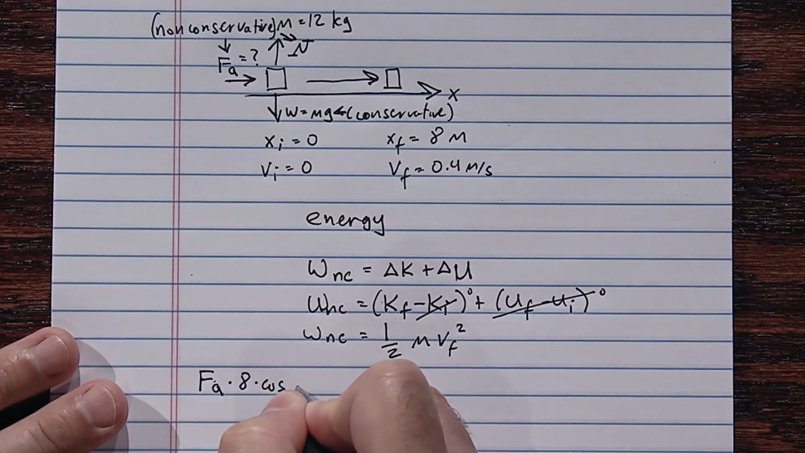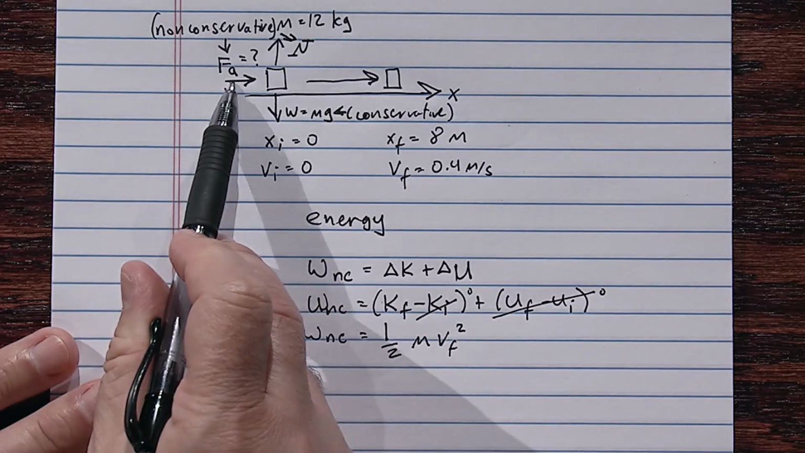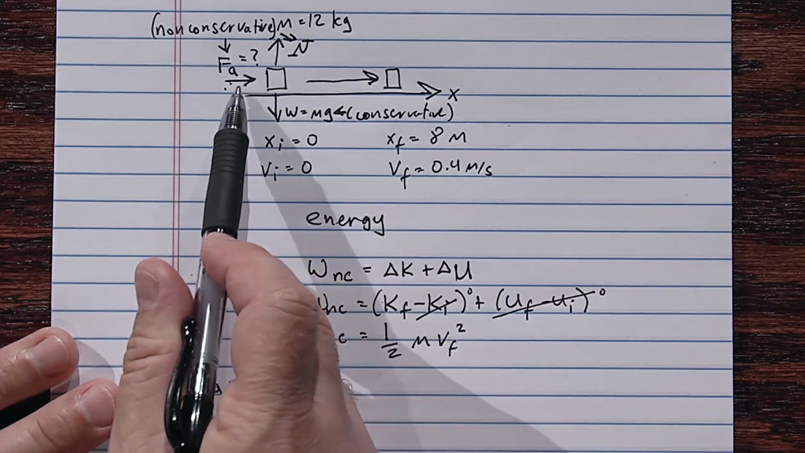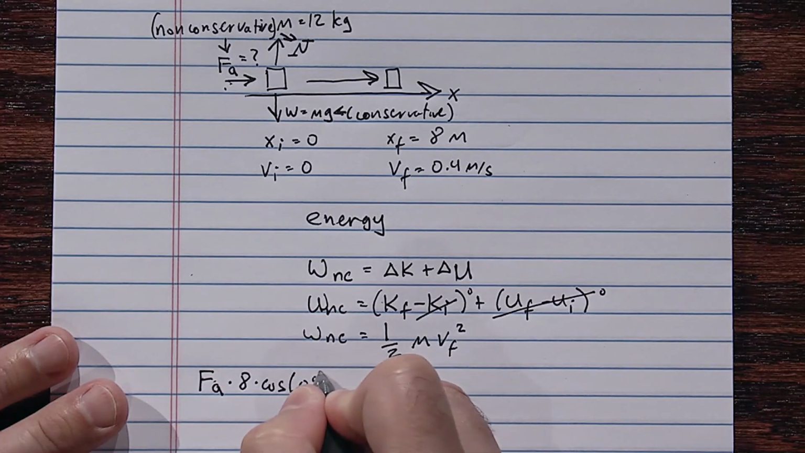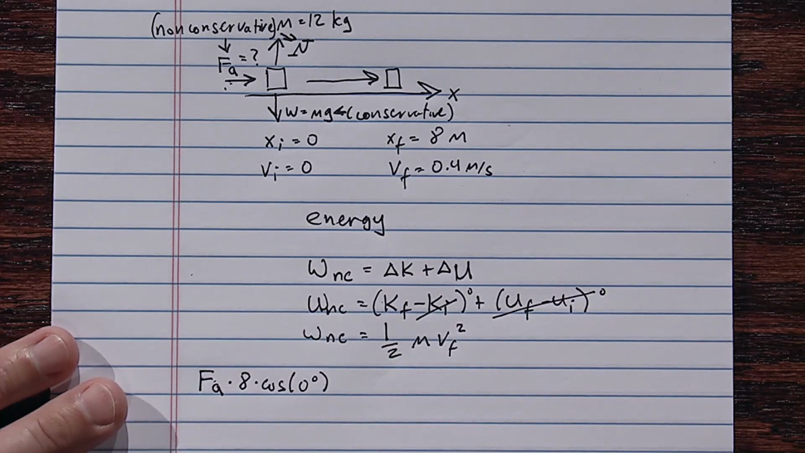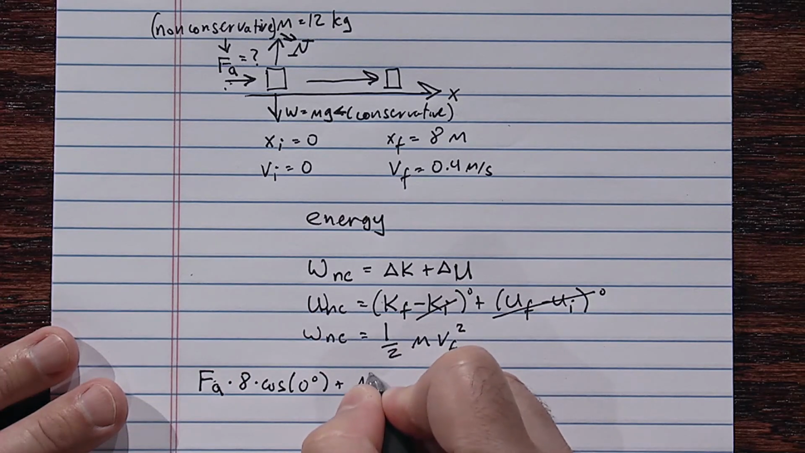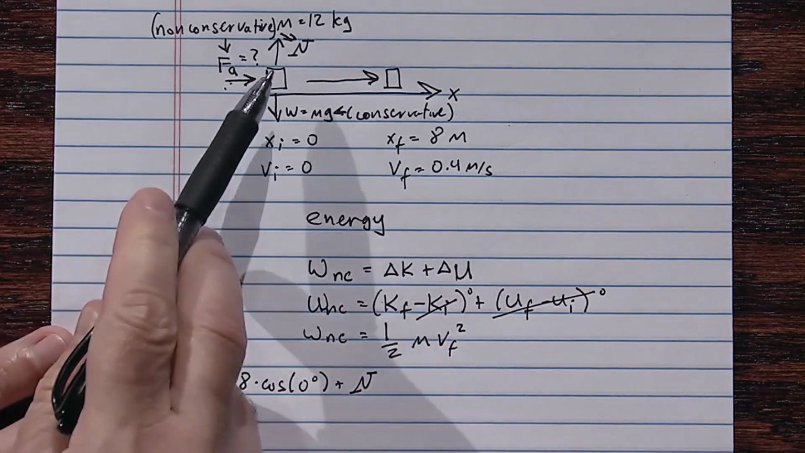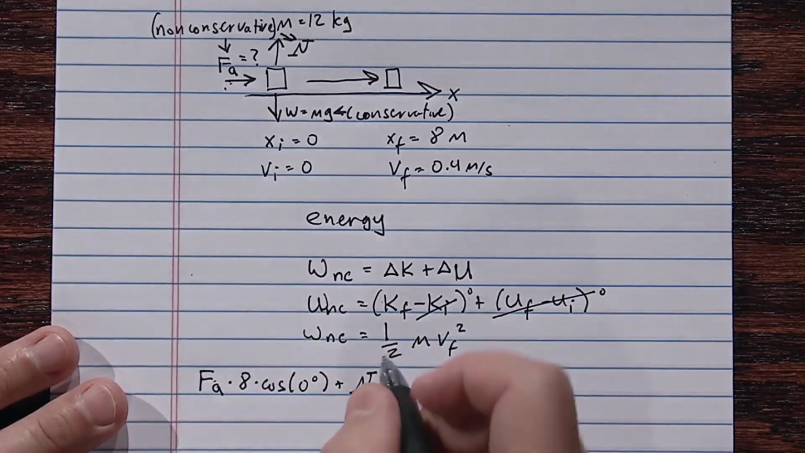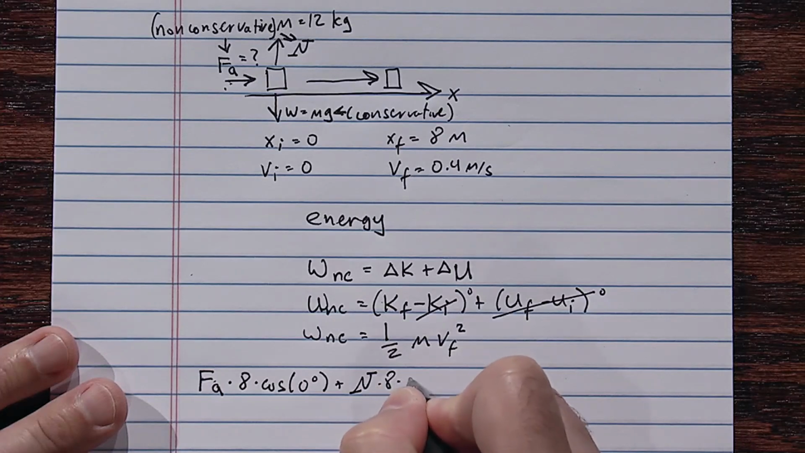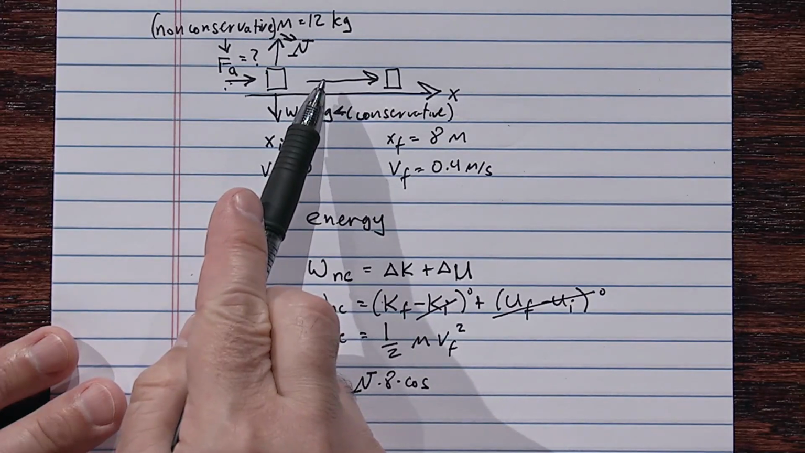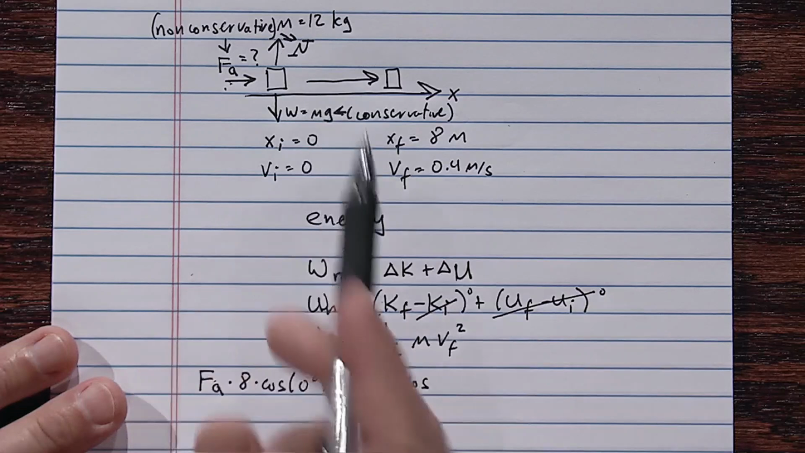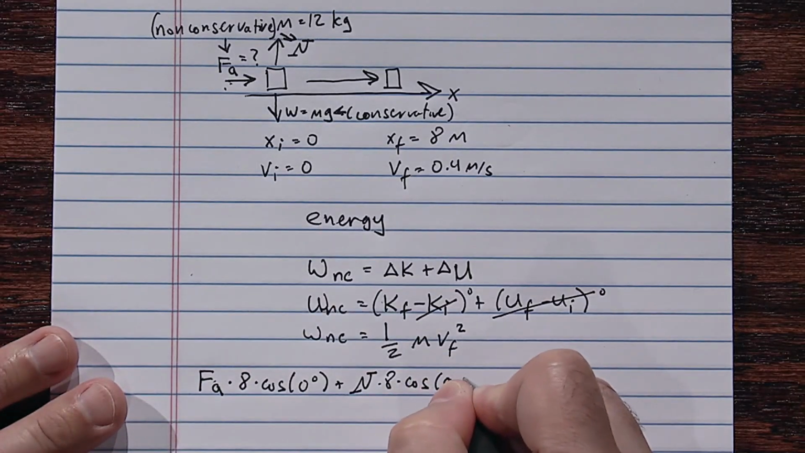times the cosine of the angle between the applied force and the direction of motion. And the applied force and the direction of motion are both in the same direction, so the angle between those two is 0 degrees. Then we have the normal force. Normal force is applied to the box, the box moves 8 meters, so normal force times 8 meters, times the cosine of the angle between the normal force and the direction of motion, and that is 90 degrees. So cosine of 90 degrees.